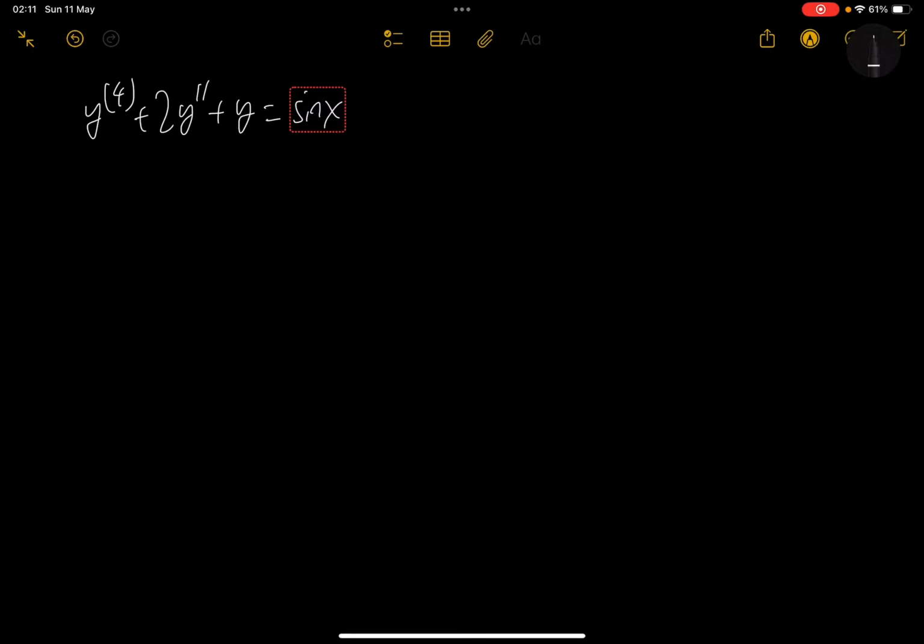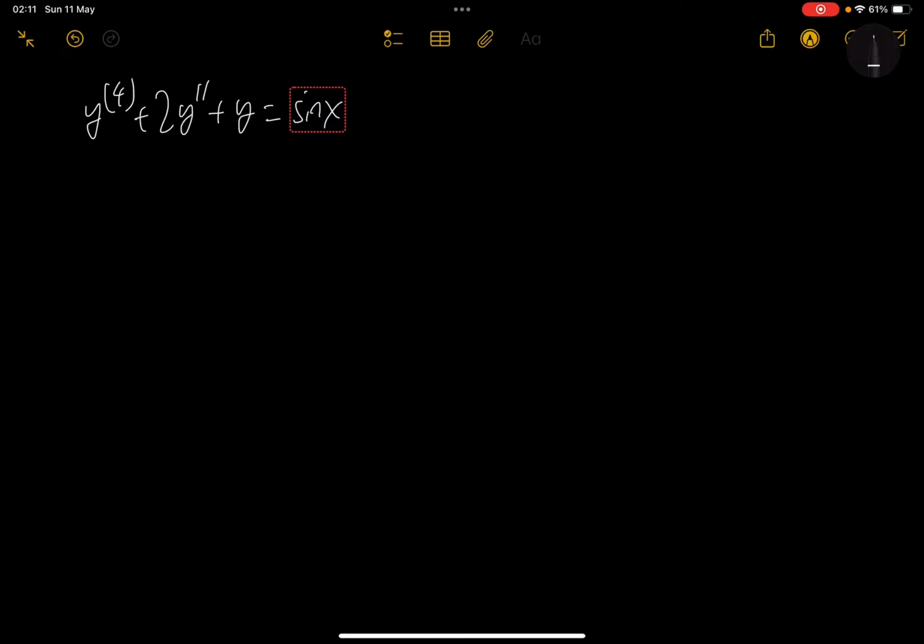Hello guys, today we are going to solve this fourth order non-homogeneous differential equation. You can see there's sin x on the right hand side. Whenever we do a non-homogeneous differential equation, first we are going to find the characteristic solutions.